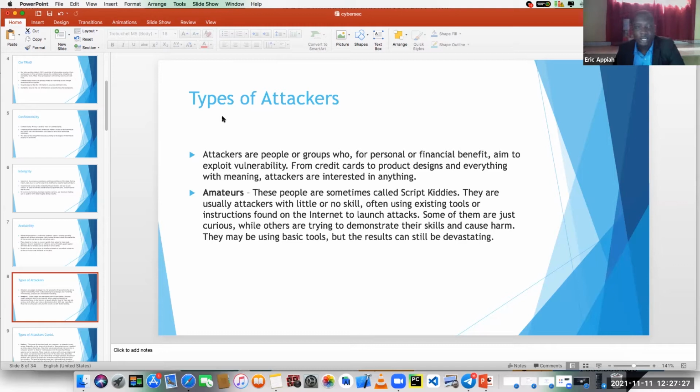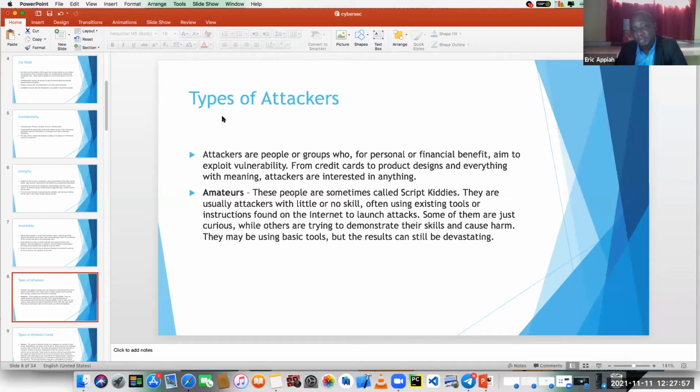Attackers are groups or people who, for financial gain or other benefit, exploit vulnerabilities. The very one that we hear about is credit card fraud. They steal credit cards online and use them to shop and all that. We are going to explain them one by one.